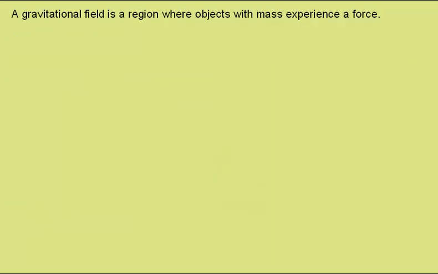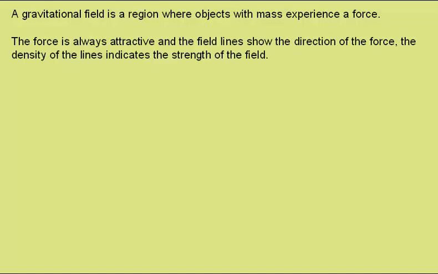A gravitational field is a region where objects with mass experience a force. The force is always attractive, and the field lines show the direction of the force. The density of the lines, as with the magnets, indicates the strength of the field.